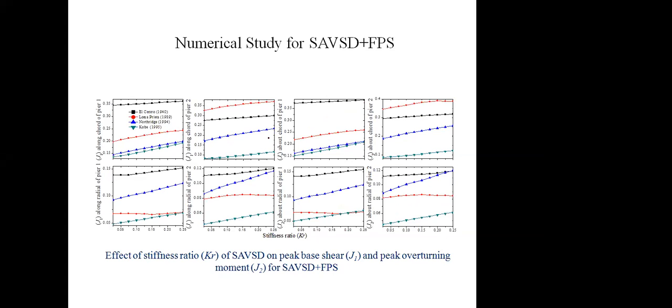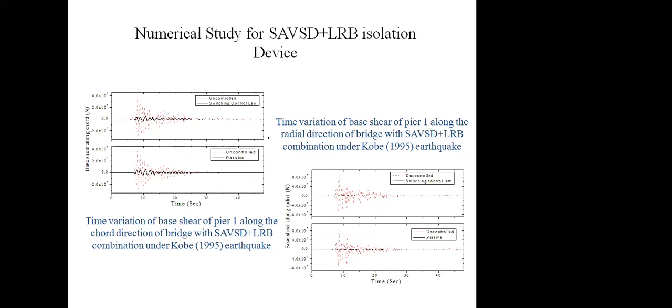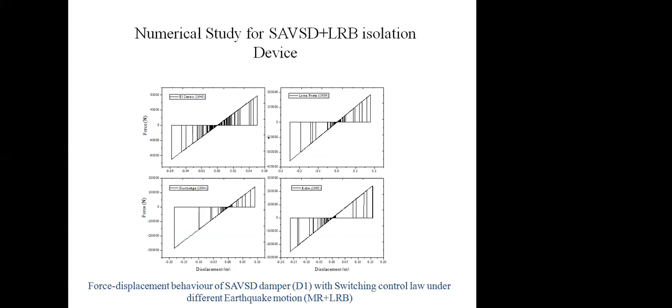One can utilize this device for reduction in the base shear and base movement, as well as to control the deck displacement of the bridge, and it can also be utilized for vibration control of various structures. This is the post deformation behavior for different earthquakes, for one of the devices which I applied between the deck and the pier cap.